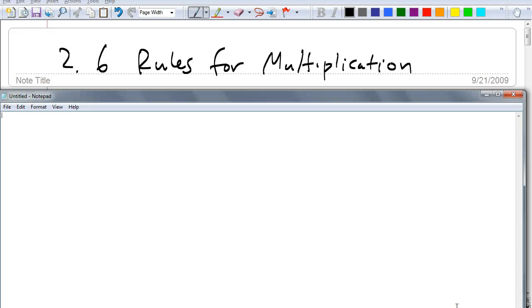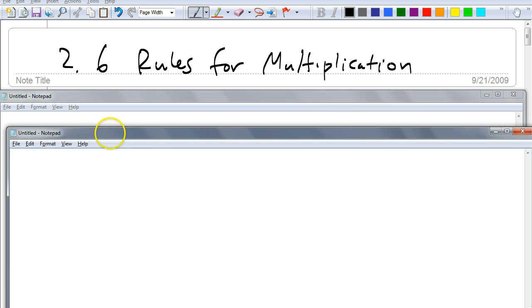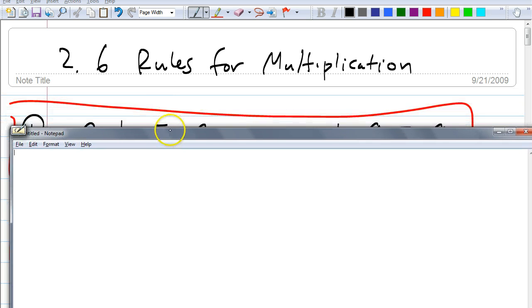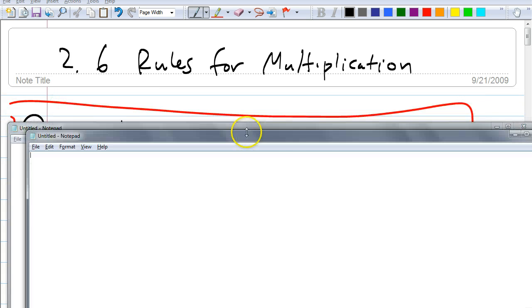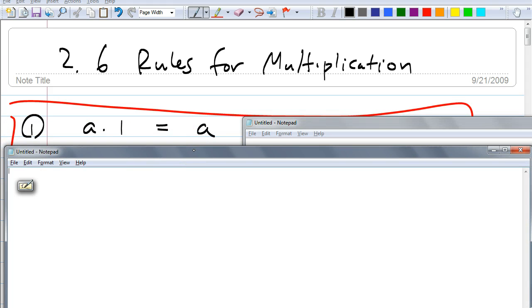So 2.6, rules for multiplication. Before we talk about all these rules, let's talk about some of these properties first a little bit. I think a lot of you already know this. How many people know that if I multiply a times 1, you get a? Raise your hand. Good, okay.